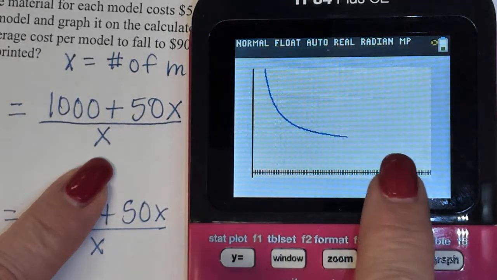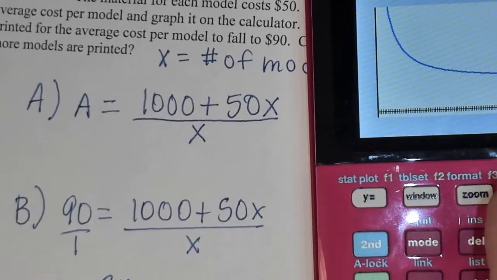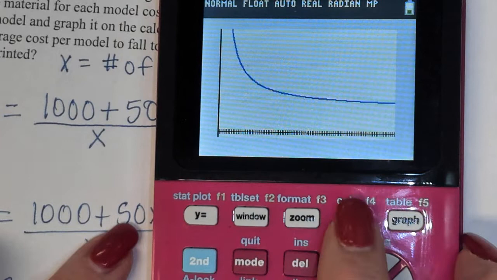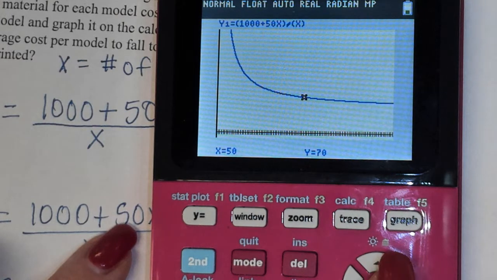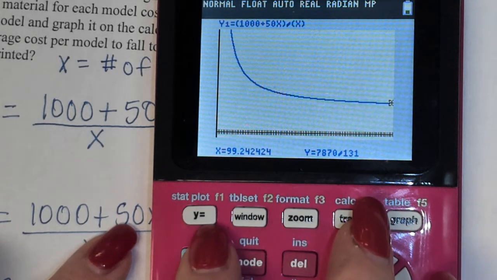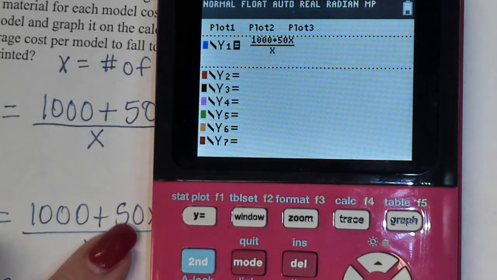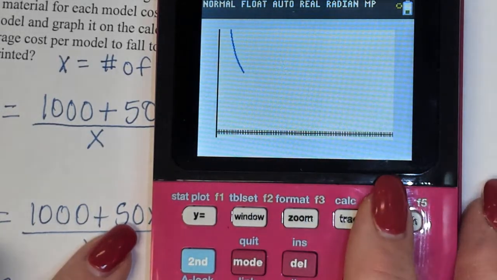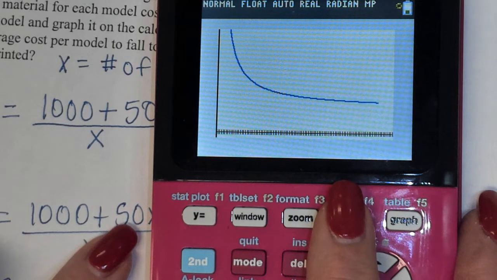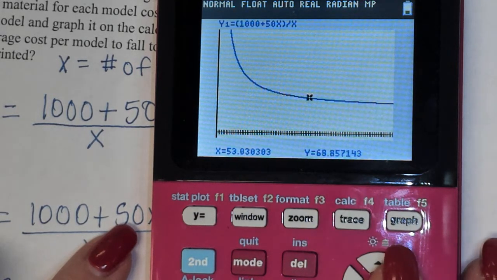And here I'm just seeing that one part of this. The question is, as we make more and more models, what happens to the average price? Hit trace. Right here, the average price is $70. Look at the average price as we go down lower and lower and lower. I'd rather see this as a decimal, though. I'm just going to change mine because I want you to see the answers as decimals rather than fractions. So now watch as I hit trace again. This is telling me the average price.